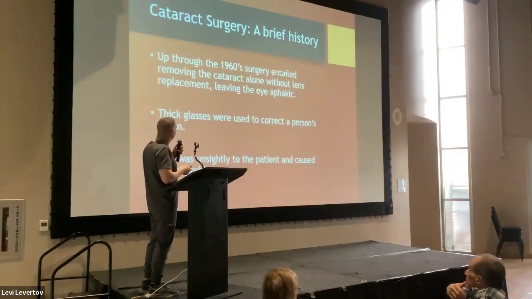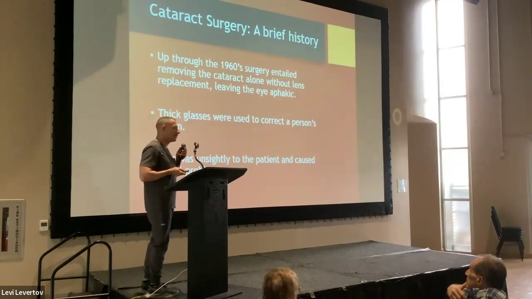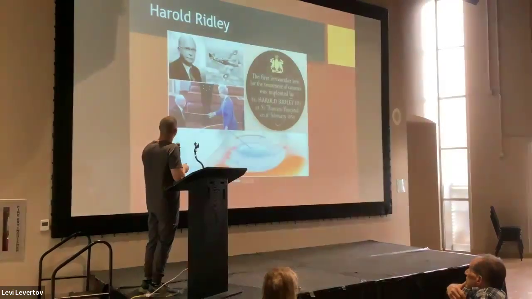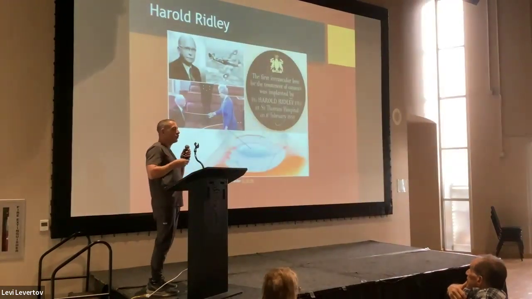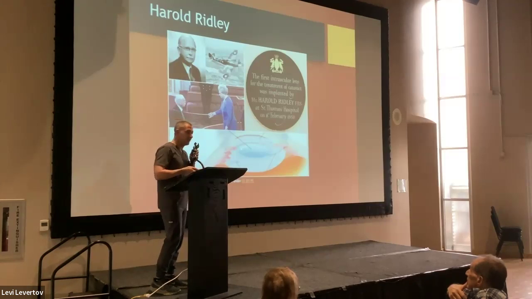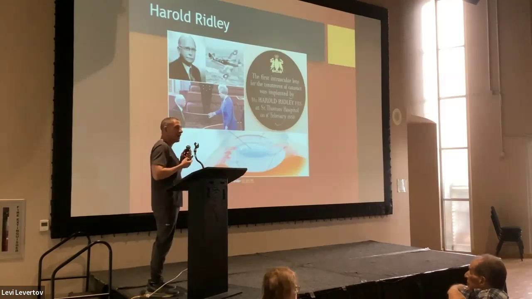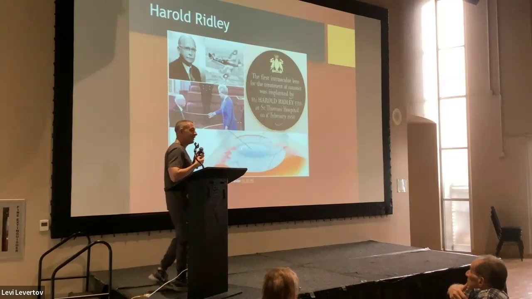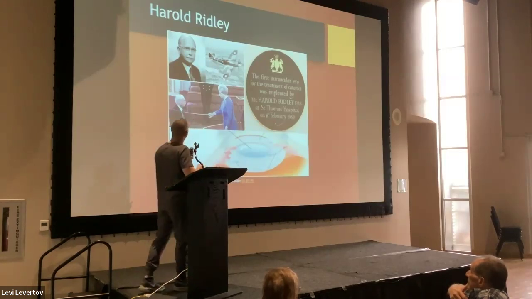And up through the 1960s, surgery was just removal of the cataract and nothing else, and then we would give patients glasses. But through the 80s and 90s and in the 2000s, things changed very quickly. And this had a lot to do with an accident that happened with one of the pilots in England. He crashed and he got glass in the eye and he was actually able to see better. And that showed many doctors that glass can be tolerated in the eye. And that was the beginning of our understanding of placement of lenses in the eye.